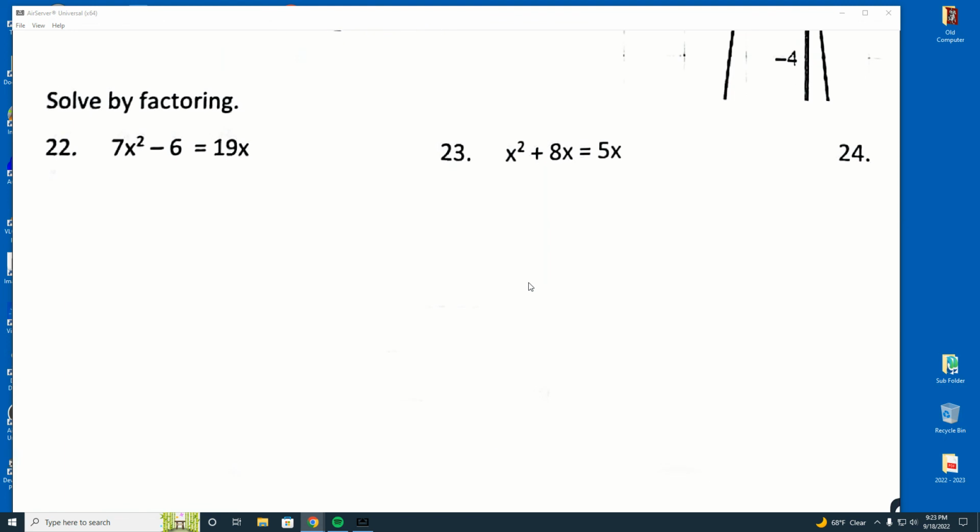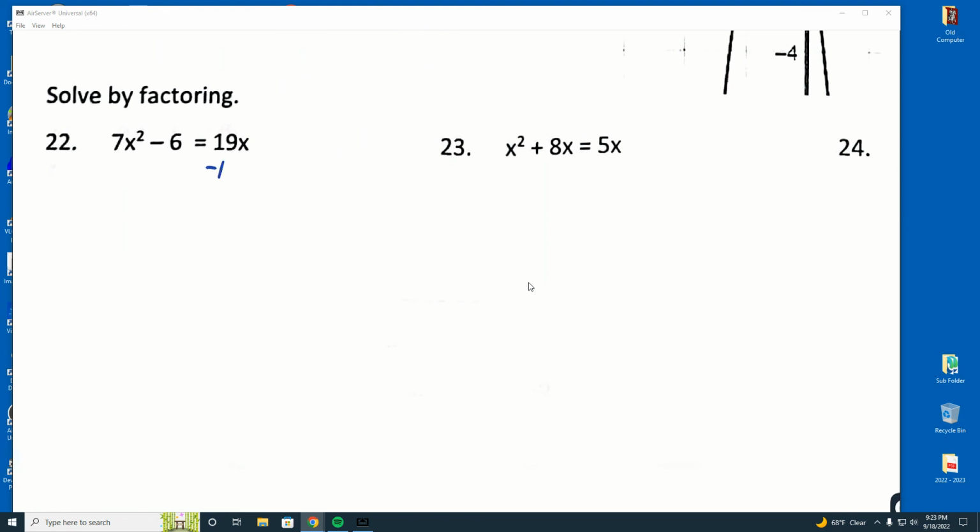All right, number 22, solve by factoring. Sorry, we got to subtract 19x. There's nothing to subtract it from, so we jam it in the middle. So here's what we're left with. 7x squared minus 19x minus 6. So that's a trinomial. No GCF. I mean, look at that. 7 and 19 are both prime. No GCF. So we're going to try the over-under. So remember, we're going to ignore the 7 for just a bit. And we're just going to write down x squared minus 19x. And then we're going to do 7 times negative 6, which is negative 42.